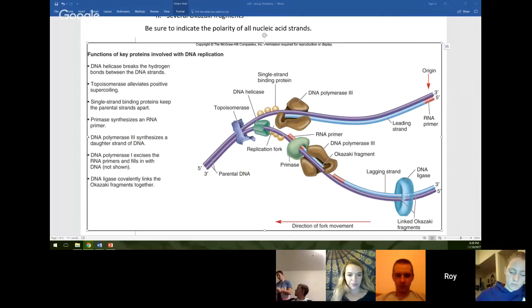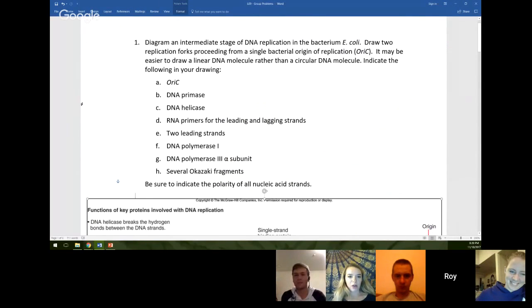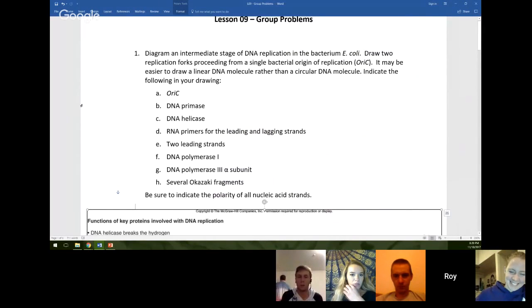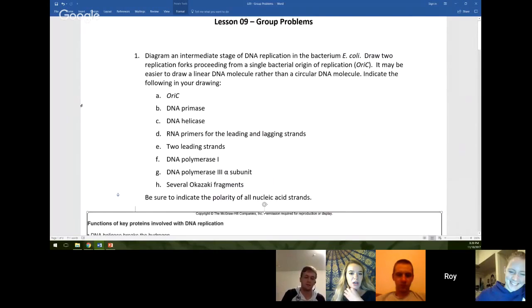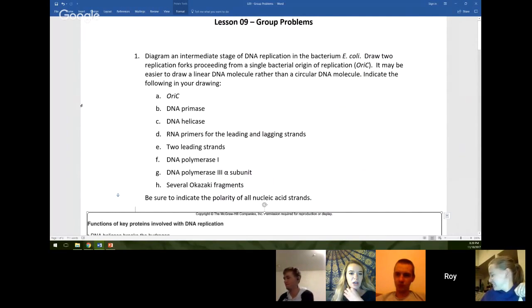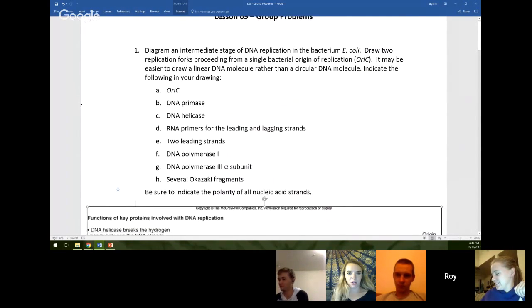Go for it, Sophie. Okay, so I have number 1, and it says basically to draw a DNA replication in the bacterium E. coli, and we have to have all of these things in it.